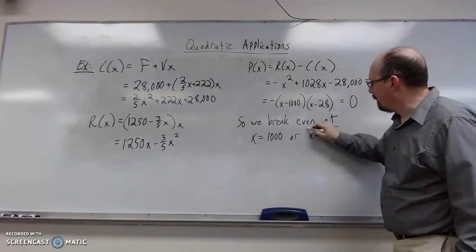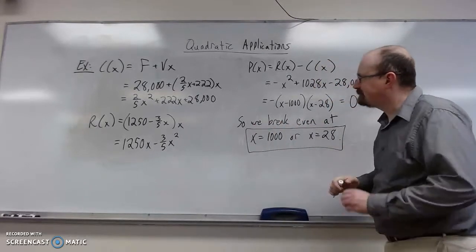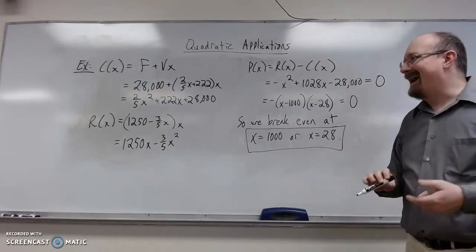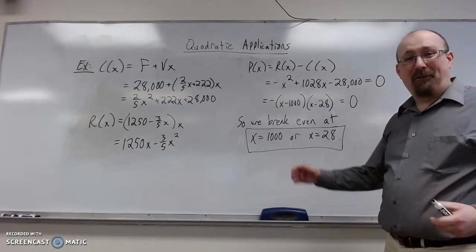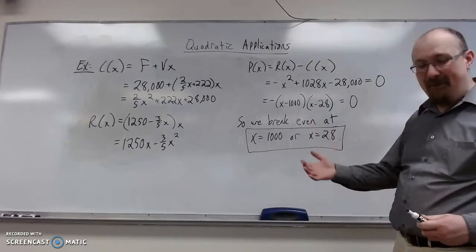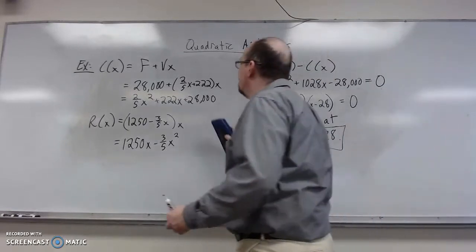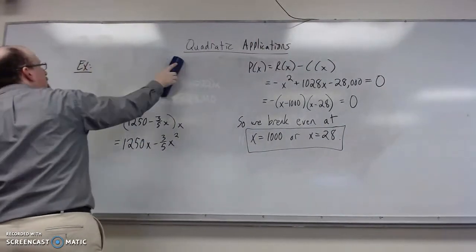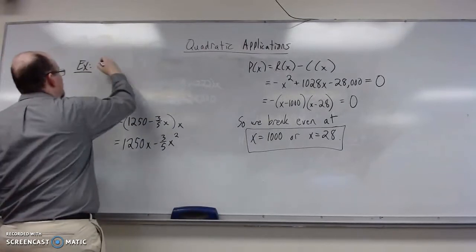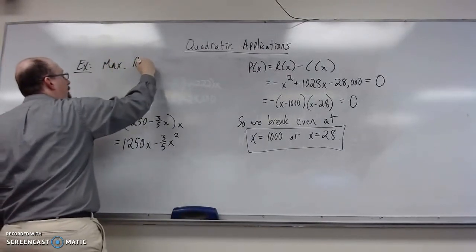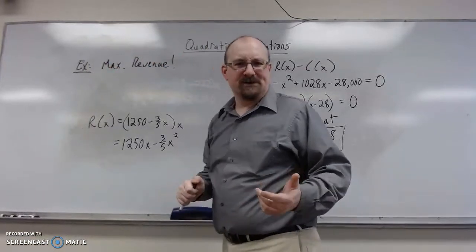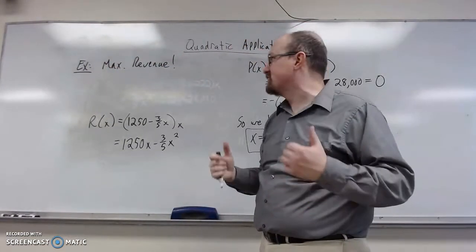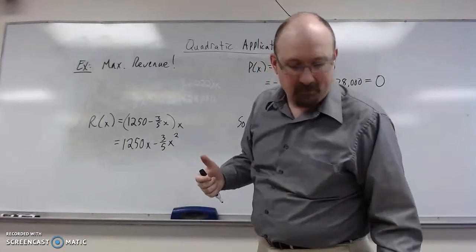All right, so we've got our break even points. Now the next couple of problems ask about the maximum revenue and then the maximum profit. So if we want to maximize our revenue, and for some reason we don't care about overall profit, we just want as much money coming in as possible.